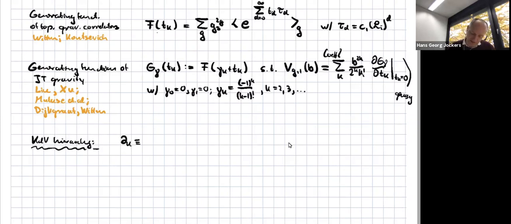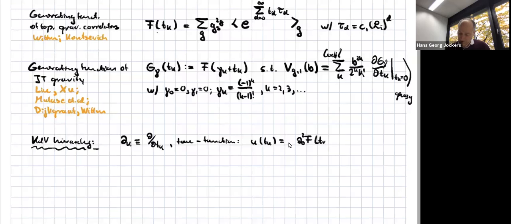Let me define the derivative with respect to TKs in the following fashion. And then there is something which is called in the literature a tau function. The tau function is essentially just obtained from this generating function by taking a second partial derivative with respect to T0. And the nice thing is this Kdv hierarchy where, if you set the higher TKs to 0, this is where the name comes from, it just gives rise to the Kdv equation essentially.